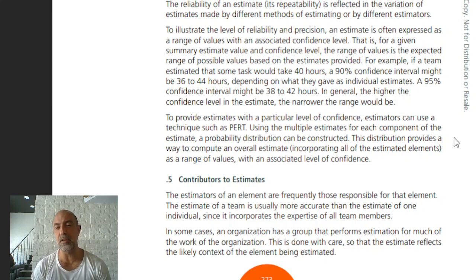Because they took basically 90% of 40 and they gave it that deviation. Depending on what they gave as an individual estimate, a 95% confidence interval will be basically 38 to 42 hours. 10% of 40 is basically 4, right? That's basically the deviation. In general, the higher the confidence level in the estimate, the narrower the range would be.